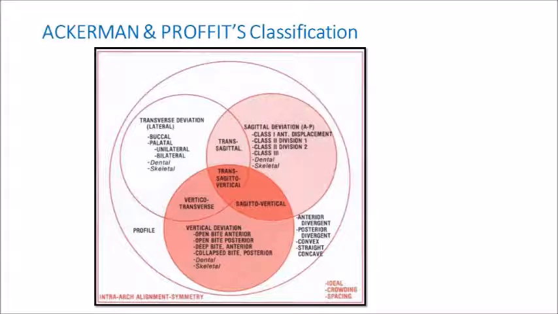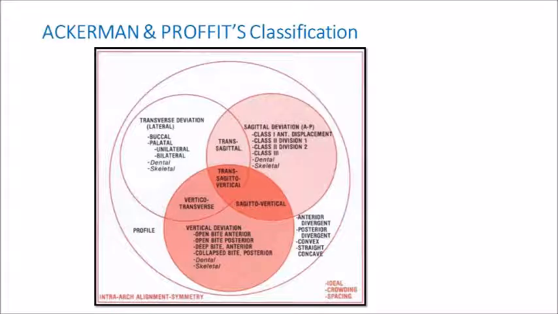Now moving on to the subset of it, the second one is your profile. Profile can again be convex, concave, or straight, and the divergence can be anterior divergence or posterior divergence. Note that the first main set is regarding your alignment. Alignment can be ideal, crowded, or spacing. Then moving to the subset, that is your profile.